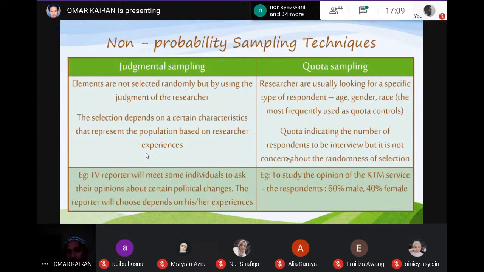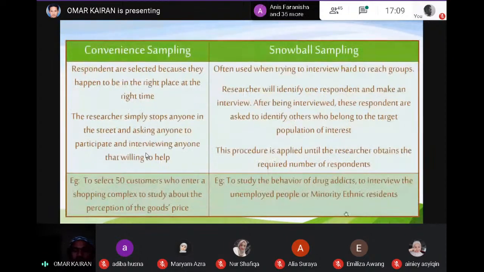For example, to study the opinion of the KTM services, the respondent 60% of male, 40% female. Okay, so you are predetermine the percentage ataupun compositions of the respondents itulah. Okay, based on the characteristic of the respondent itself. Okay, for example, the gender itulah based on gender. Okay, and then the next is convenience sampling.